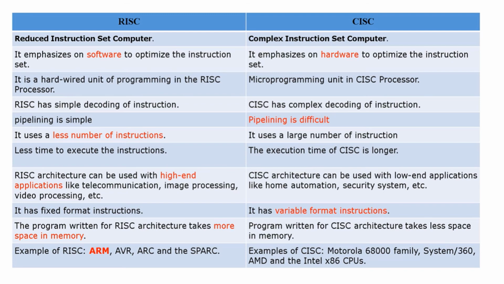In RISC, it is a fixed format instruction, but CISC has variable format instructions. The RISC architecture requires more space in memory, but a program written in a CISC architecture takes less space in memory. So we can say RISC is ARM, and similarly CISC is the Motorola 68000 family.